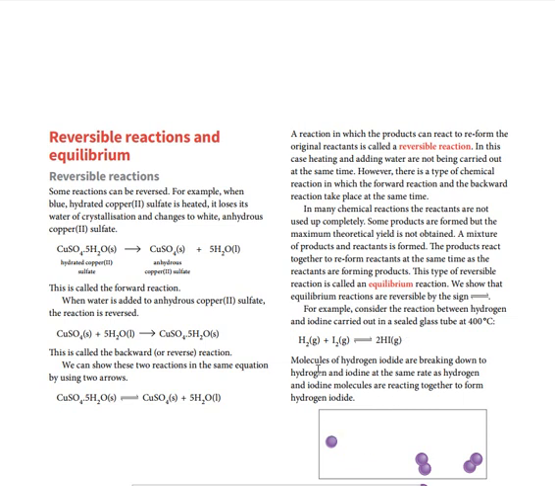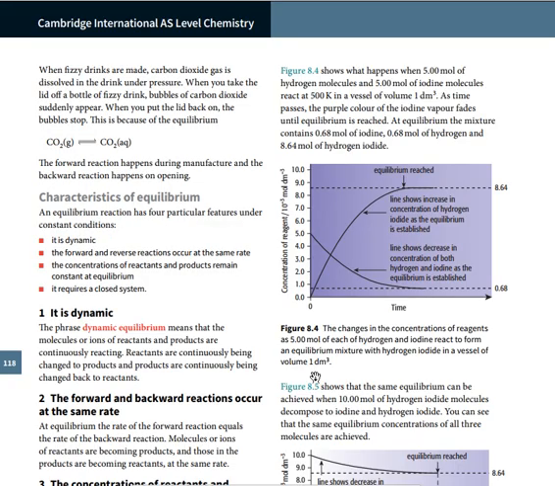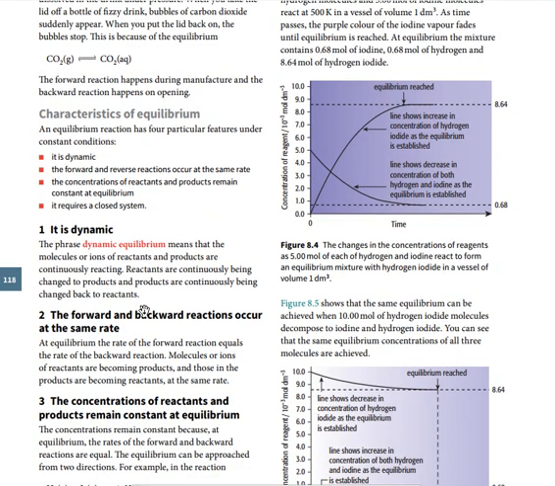In chemistry, reactions usually occur in dynamic equilibrium. That is, the rate of change of reactant to product is equal to the rate of change of product to reactant, and all of them exist in the same mixture. So that is said to be dynamic equilibrium. The characteristics of equilibrium are: it is dynamic, the forward and reverse reactions occur at the same rate, and the concentrations of reactant and product remain constant at equilibrium. It also requires a closed system. If you don't have a closed system, then the reaction can never be in equilibrium.